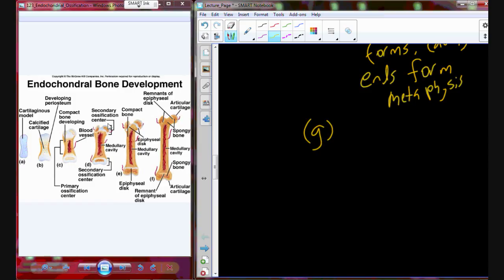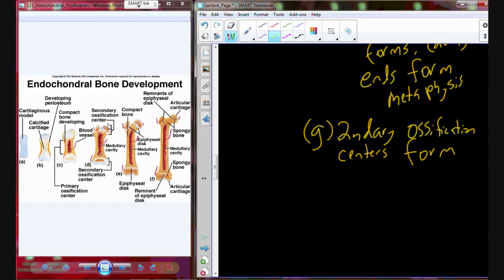Now, eventually, we're going to have a secondary ossification center, and I'm going to put them in as centers because we have multiple secondary ossification centers, and these are going to begin to form, and they're going to form even further out towards the ends. So we'll go diaphysis, metaphysis, and then at the very ends, those cavities, as they begin to form at the end of the bones, the epiphysis.